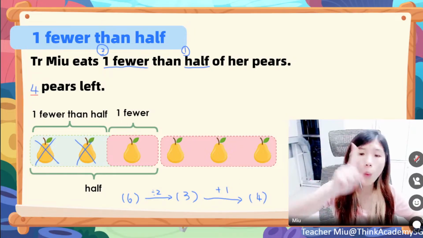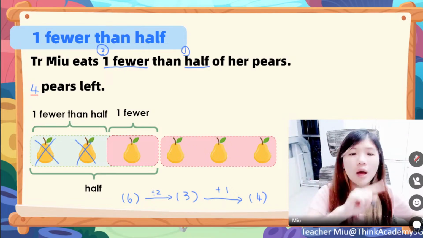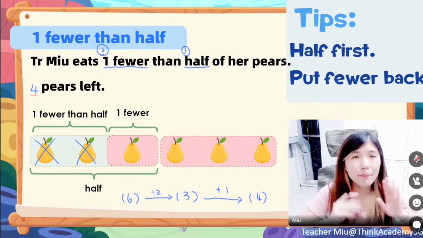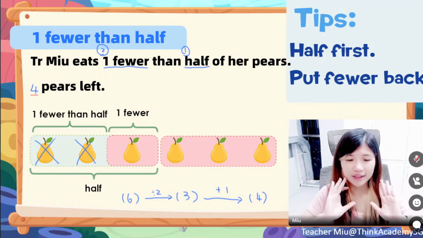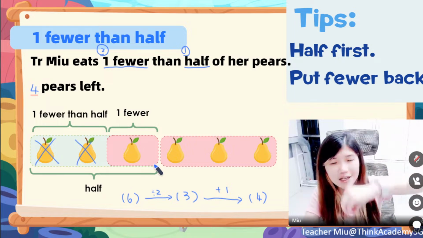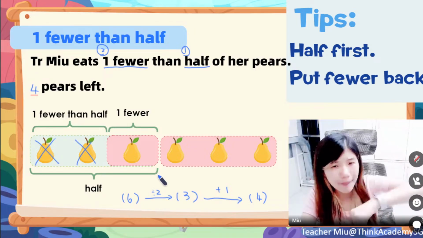This is about 1 fewer than half. I repeat, 1 fewer than half. We do the half first and put the fewer back. Because the 1 fewer I didn't eat, I need to put it back into the fridge or put it back into the kitchen. No matter where it is, we should put it back.